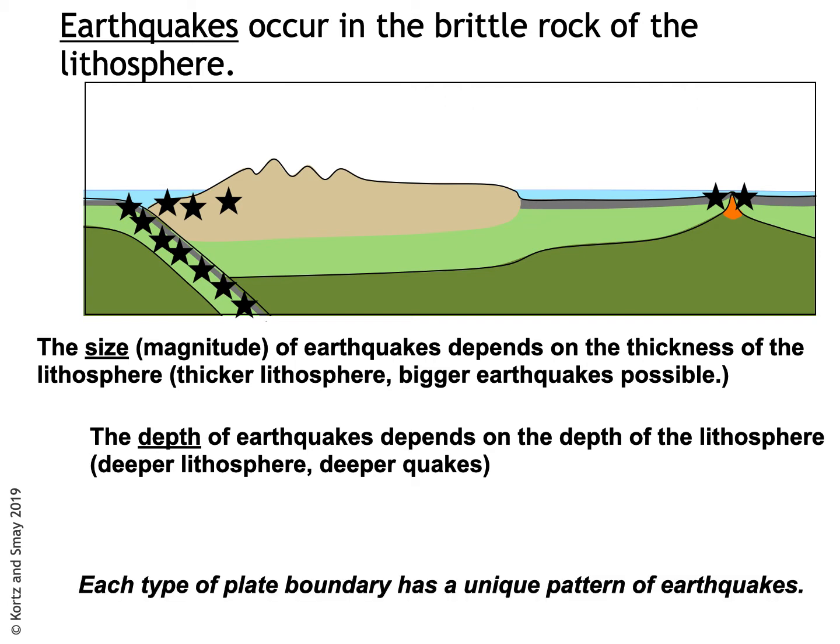So it turns out that each type of plate boundary is marked by a line of earthquakes, but each one has a unique pattern of earthquakes, or at least pretty close to it.